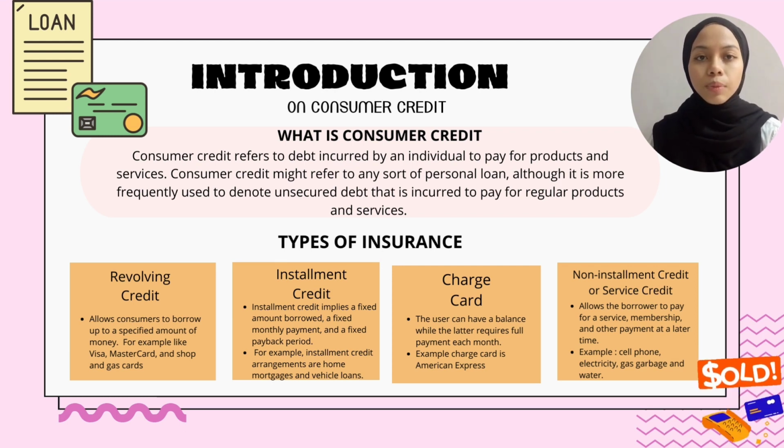Lastly is non-installment or service credit. Examples of non-installment or service credit are cell phone, electricity, gas, garbage, and water. This credit allows the borrower to pay for a service, membership, and other payments at a later time. Service cancellation and credit agency reporting may occur as a result of ongoing non-payment, which may lower a credit score.